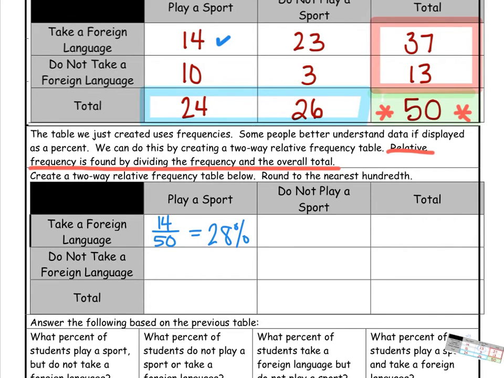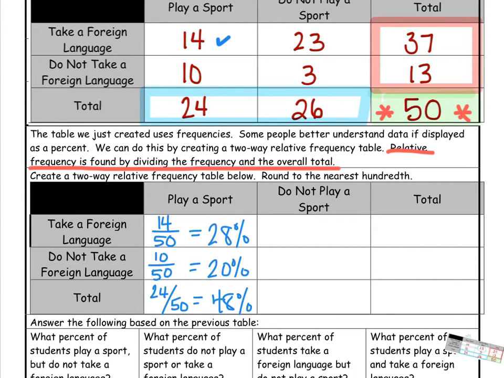Our joint frequency for students who play a sport and do not take a foreign language is 10 out of 50 students total, and so that percentage is 20%. And then our percentage for the total students who play a sport, that's a total of 24 out of 50 students, and that's 48%.